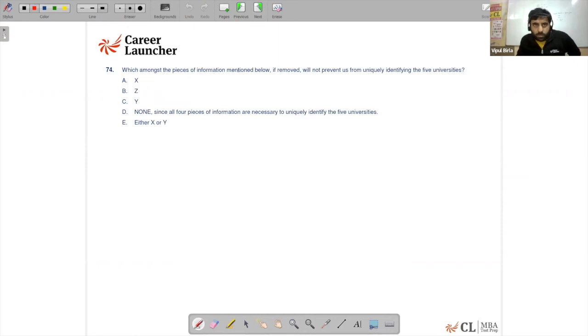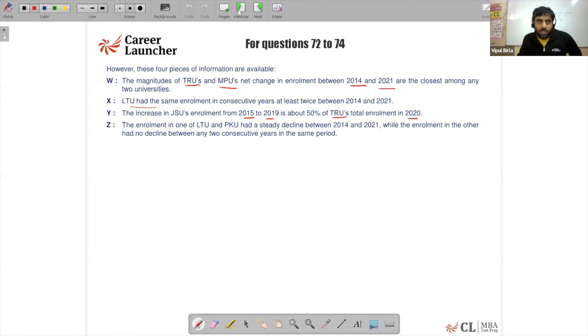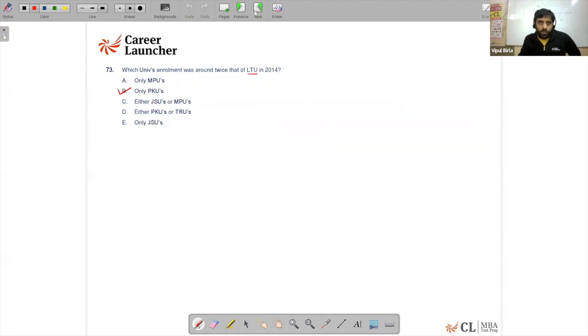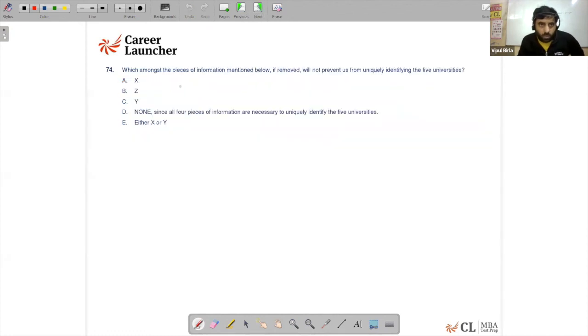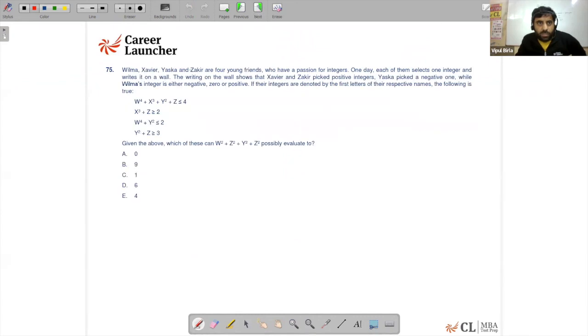Which among the pieces of information mentioned below, if removed, will not prevent us from uniquely identifying the 5 universities? We have seen that we did not require the last statement. Without that, I was able to get it. So I know it is one of those options. If eliminated, I would still end up getting all this. So option D is ruled out. And since that is the one, I'll mark that as the answer, because without this also I was able to get every piece of information.